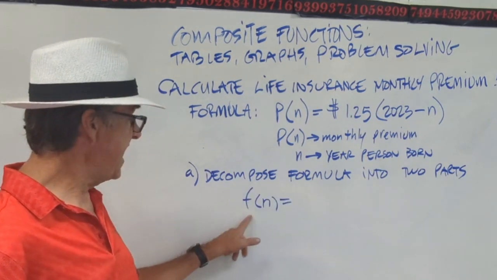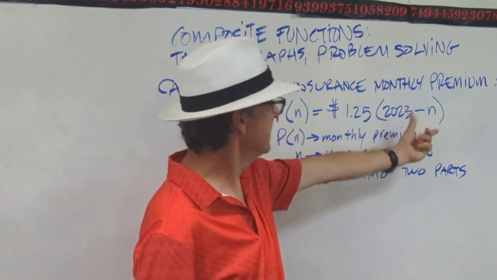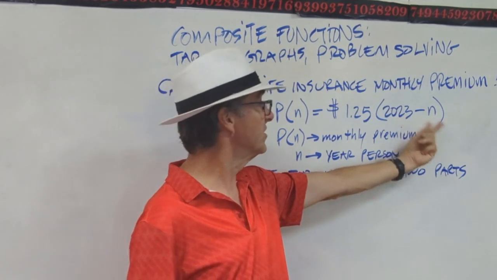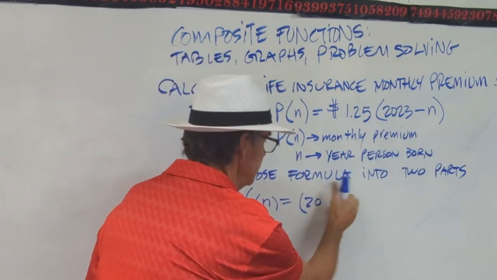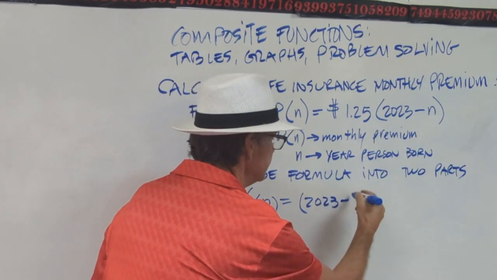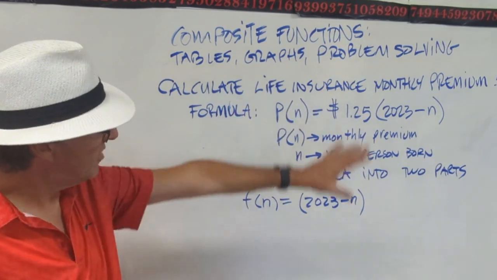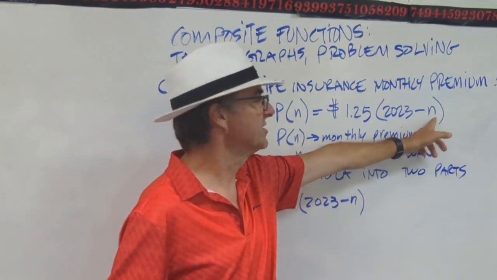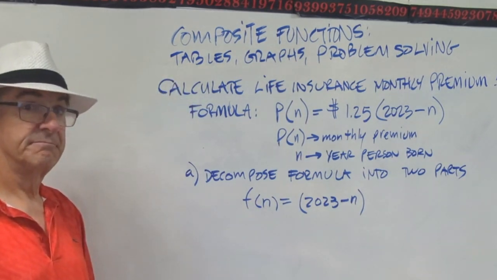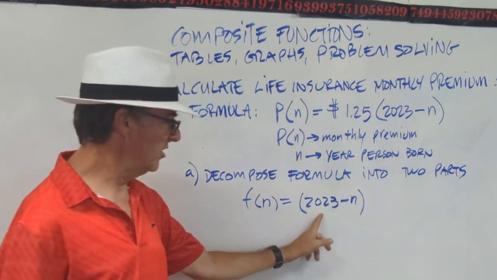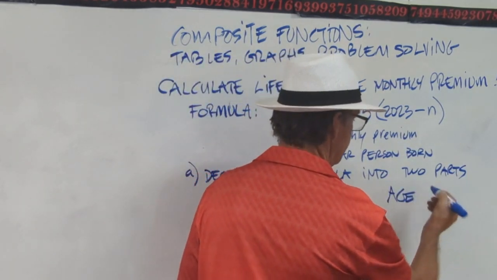Okay, I'm going to use f of n as my first function, and I'm going to use this term inside. It's the one that we calculate first when we do this calculation, and I'm going to write that as 2023 minus n. And what is that going to be? In terms of our scenario here, if this is the year the person was born, what is this little function going to tell us? It's the person's age. Current year minus year born. This is their age. Okay?